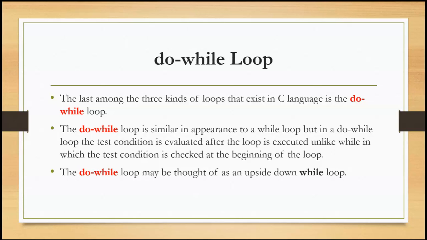So far, we have discussed the for and while loops. The last among the three kinds of loops that exist in C language is the do-while loop. The do-while loop is similar in appearance to a while loop, but in a do-while loop, the test condition is evaluated after the loop is executed, unlike while, in which the test condition is checked at the beginning of the loop. The do-while loop may be thought of as an upside-down while loop.